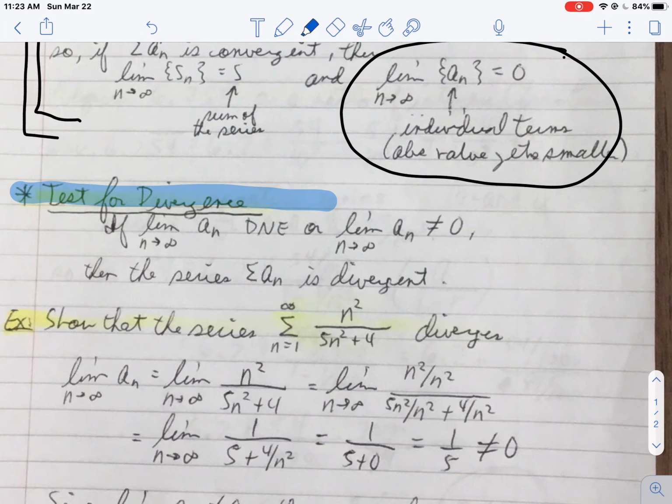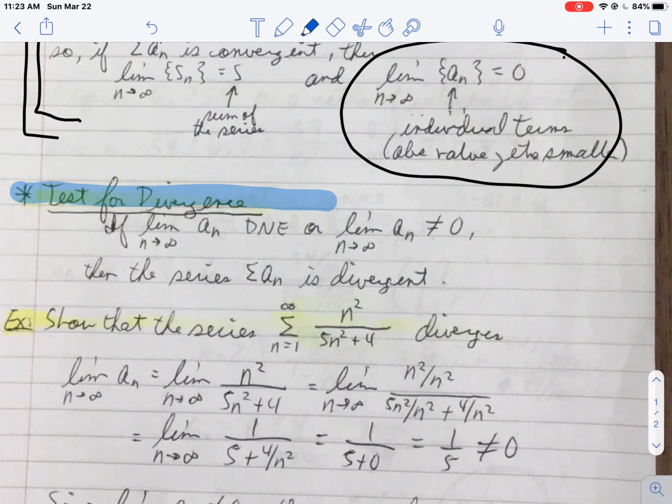We're going to end up talking about a bunch of other tests that are a lot more complex, a lot more involved, a lot more complicated. Don't forget about the basics. This is always the first thing that we check. Since we know that the limit as n approaches infinity of a sub n has to be 0 in order for our sequence to converge, let's test that first. So if the limit as n approaches infinity of a sub n is not equal to 0, or if it doesn't exist, then we know the series has to diverge.